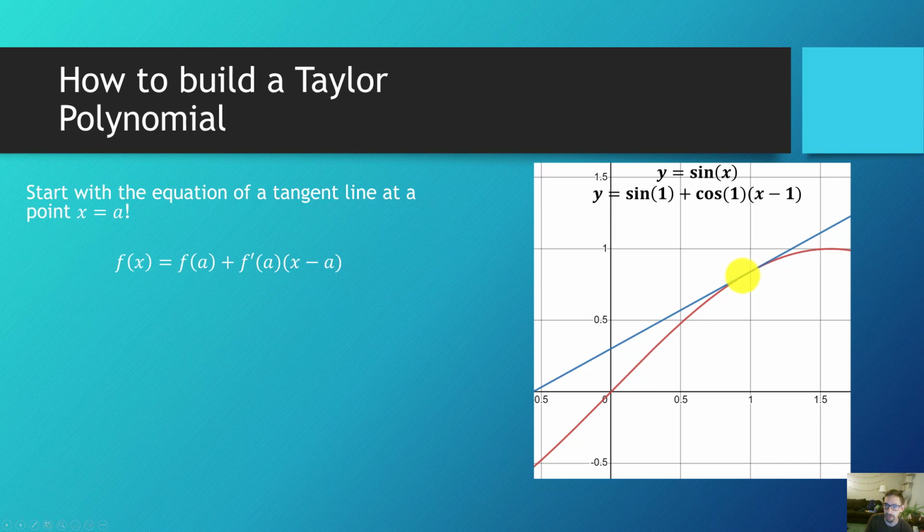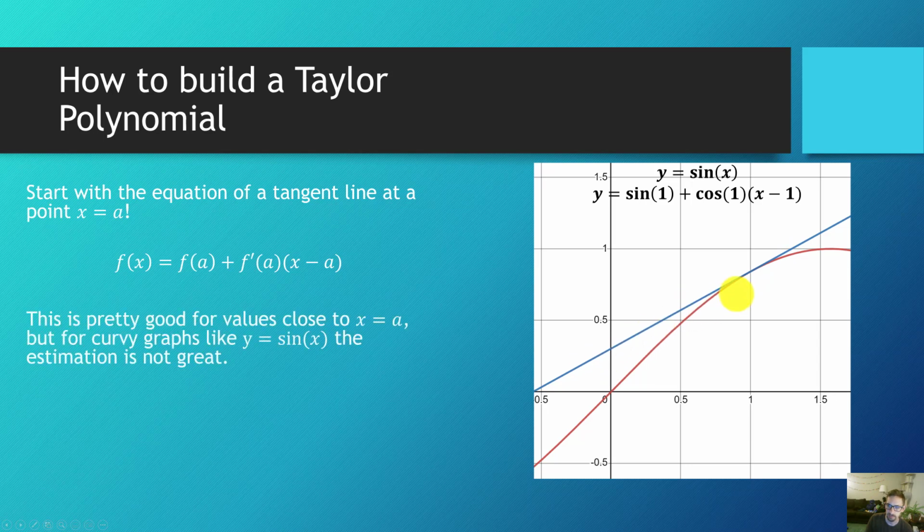And you can see, very close to 1, it looks like it's working out okay. But the farther away we get, the worse the approximation becomes. This is pretty good for values close to x equals a. In this case, a is 1. But this is a curvy graph, and the farther away we get, the worse the estimation. So what do we do about this? How can we get a better approximation?